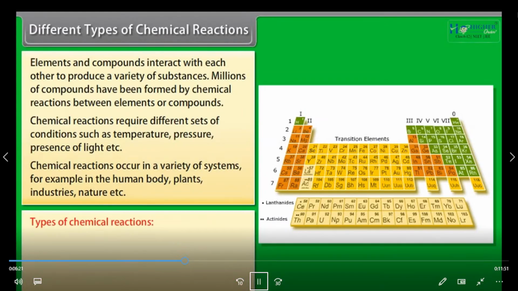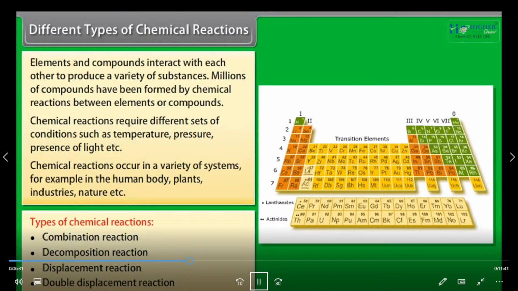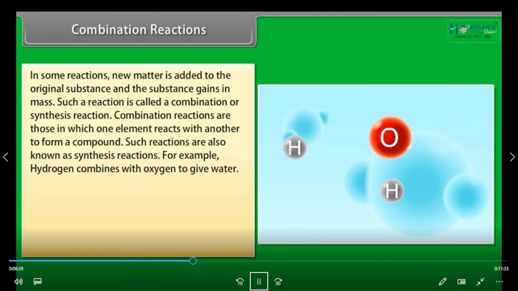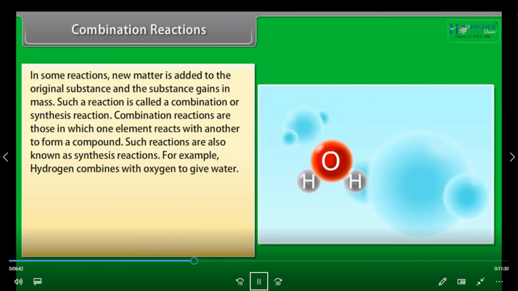Types of chemical reactions: combination reaction, decomposition reaction, displacement reactions, double displacement reactions. Combination reactions: in some reactions, new matter is added to the original substance and the substance gains in mass. Such a reaction is called a combination or synthesis reaction. Combination reactions are those in which one element reacts with another to form a compound. Such reactions are also known as synthesis reactions.